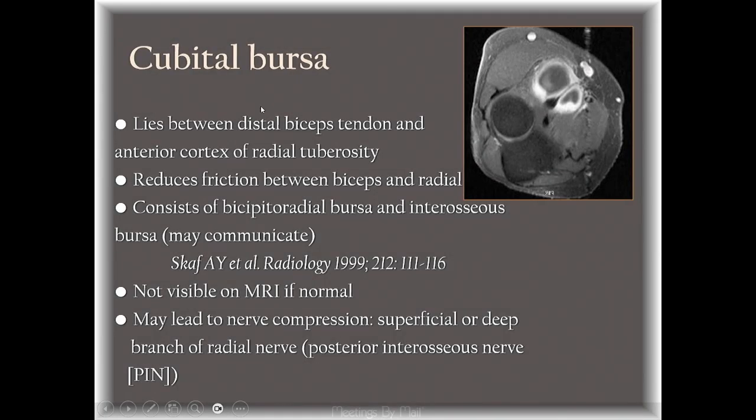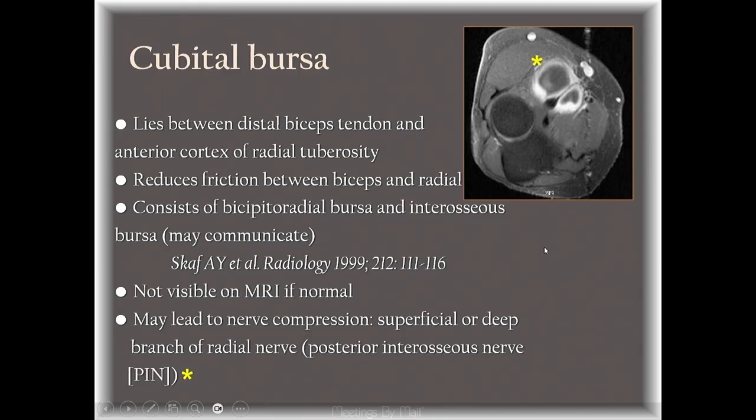What is the cubital bursa? It lies between the distal biceps tendon and anterior cortex of the radial tuberosity. Here it's shown on this enhanced image with fluid in the bursa. So it reduces friction between the biceps and the bone. And it actually is technically a bicipital radial bursa and interosseous bursa. And they may communicate. If it's normal, we don't see this bursa. So this is clearly abnormal.